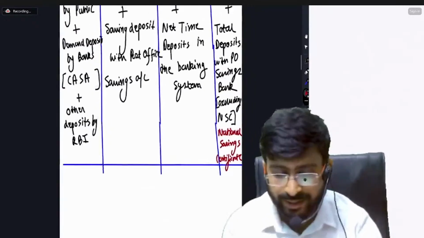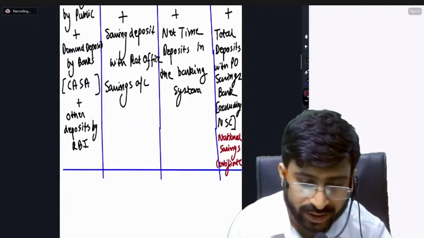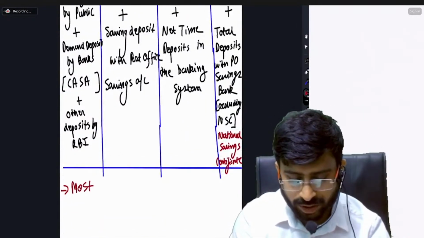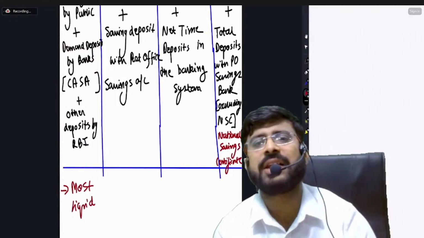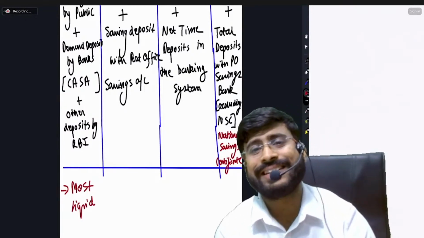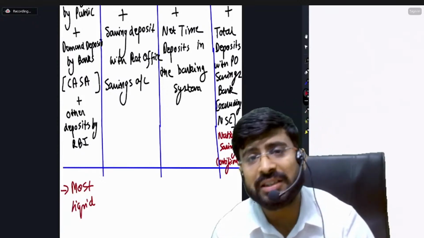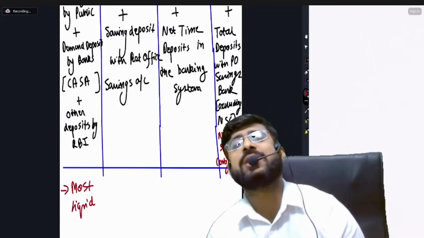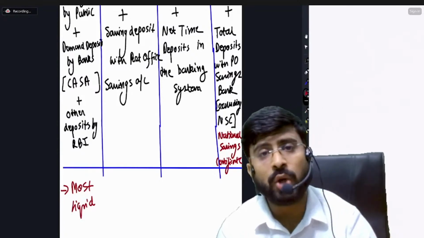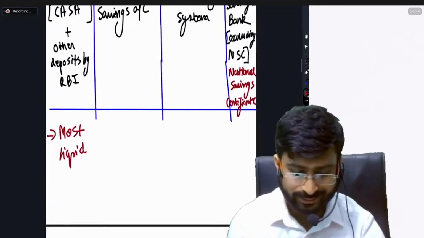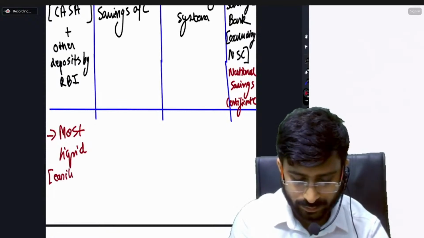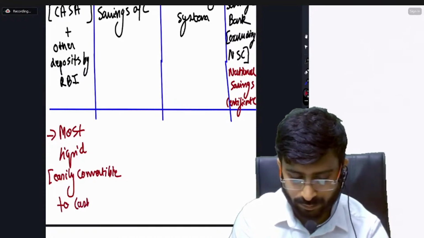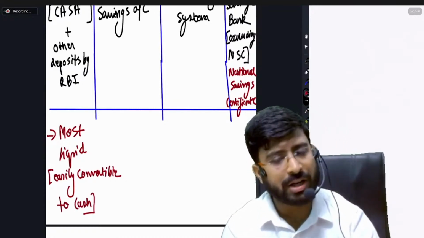So remember one thing, another MCQ I am preparing you for. M1 is the most liquid form of money. Most liquid means easily convertible to cash. I repeat, most liquid means easily convertible to cash.